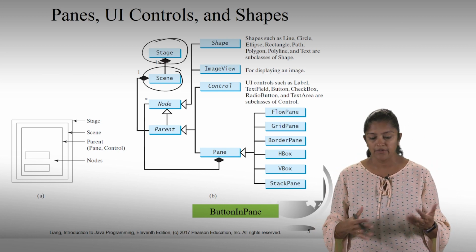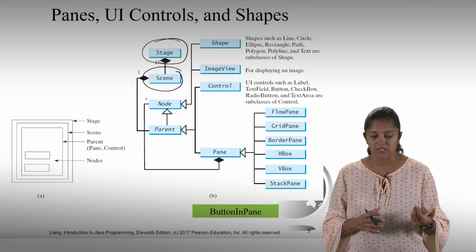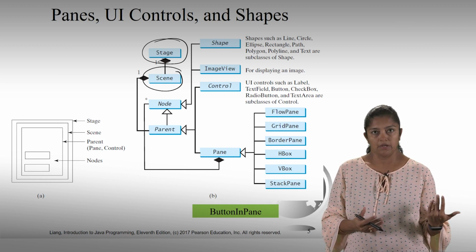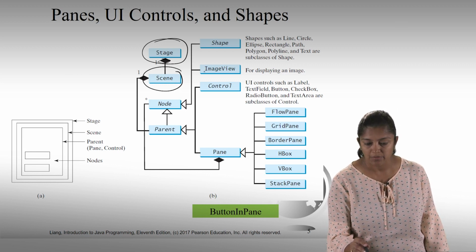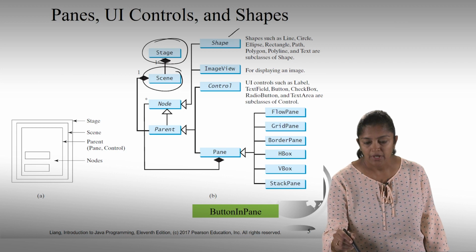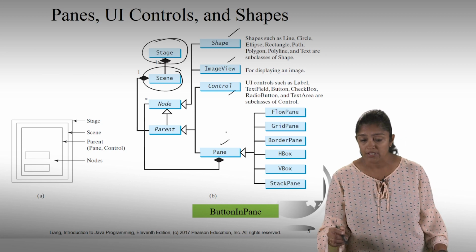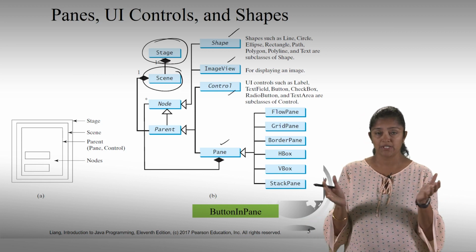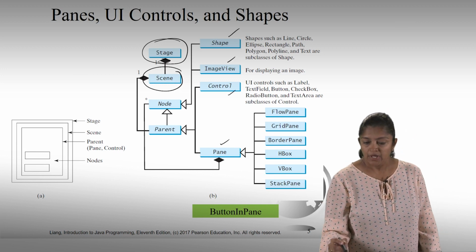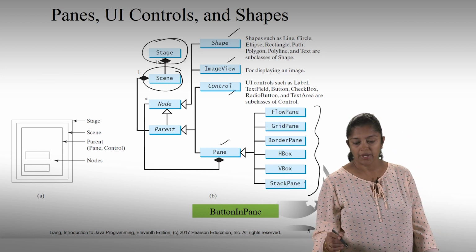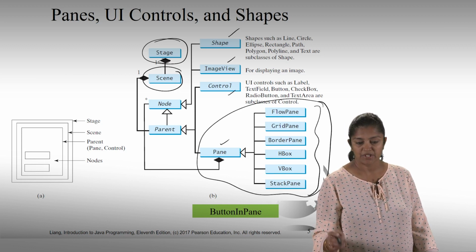Then we have different kinds of nodes. The nodes can be part of a parent class, and that parent can be any interface or abstract class. So these nodes can basically be of type shape. It could be images, it could be controls, or it could be panes, and we will talk about panes. There are different kinds of panes that allow you to arrange the items in a specific manner. And here's the inheritance hierarchy that shows pane and its specializations.